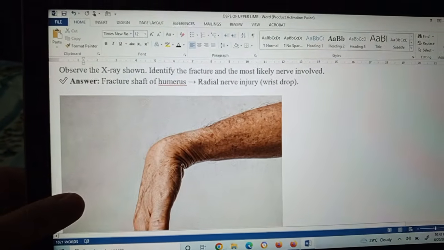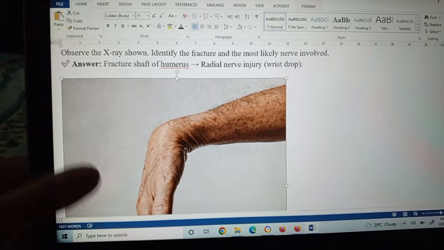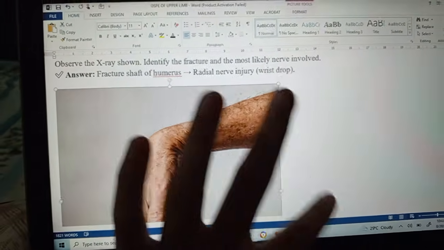Okay, what is this? This is wrist drop. Yes, well done. This is a fracture of the humerus, so radial nerve injury takes place. So this is the wrist drop.